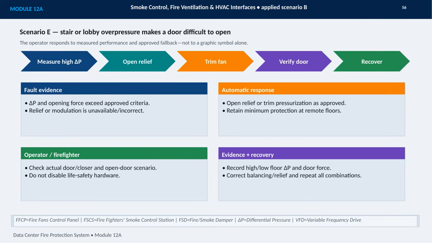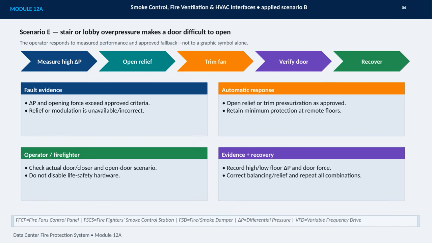This scenario addresses a stair or lobby that has become overpressurized, making a door difficult to open. The key point is that the operator responds to measured performance and the approved fallback, not to a graphic symbol alone. First, confirm the fault evidence. Differential pressure and opening force exceed approved criteria, or the relief and modulation functions are unavailable or incorrect.